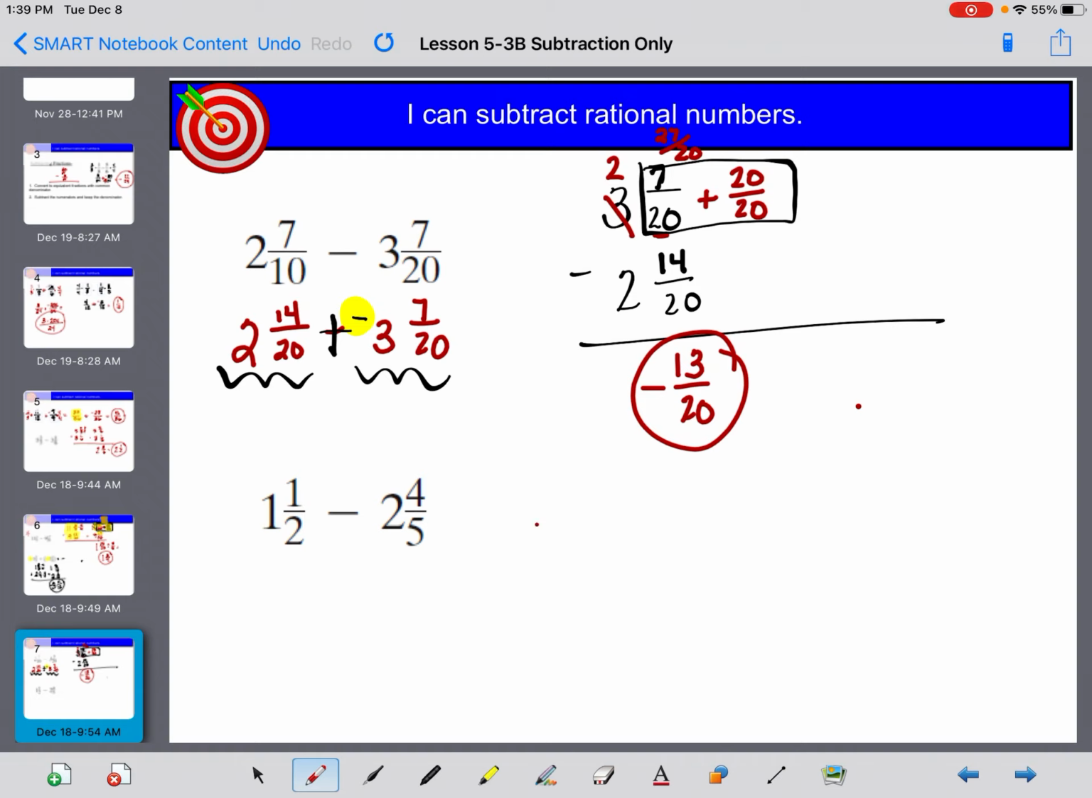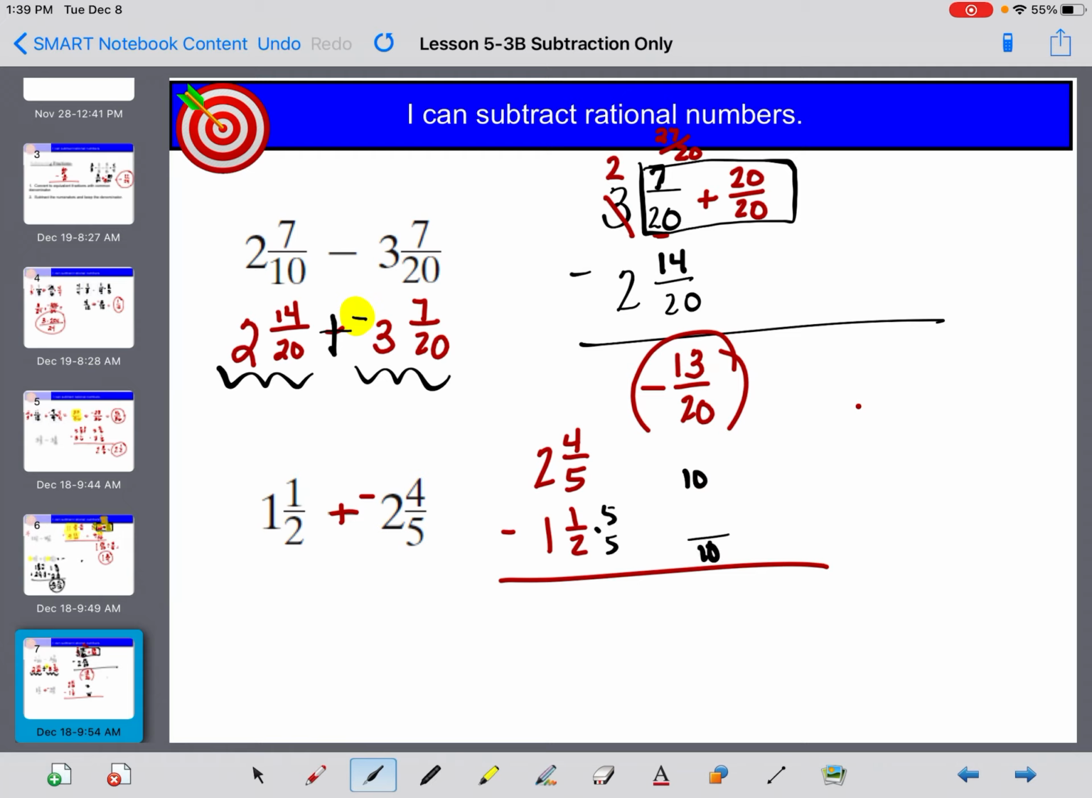In the second problem, it's similar. 1 and 1/2 plus negative 2 and 4/5. So I subtract the numbers, but I'm going to put the larger one on the top, 2 and 4/5 minus 1 and 1/2. I rewrite the two fractions with a common denominator. The common denominator will be 10. So 1 and 5/10 and 2 and 8/10. 8 minus 5 is 3/10. 2 minus 1 is 1. The number with the larger absolute value is 2 and 4/5. It is negative, so my answer is also negative.